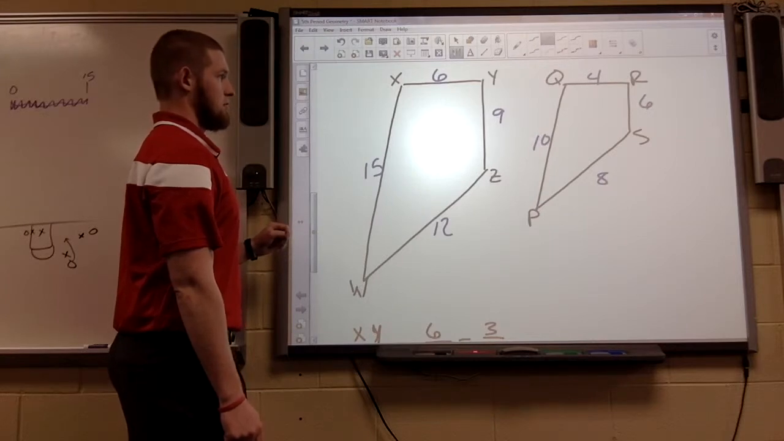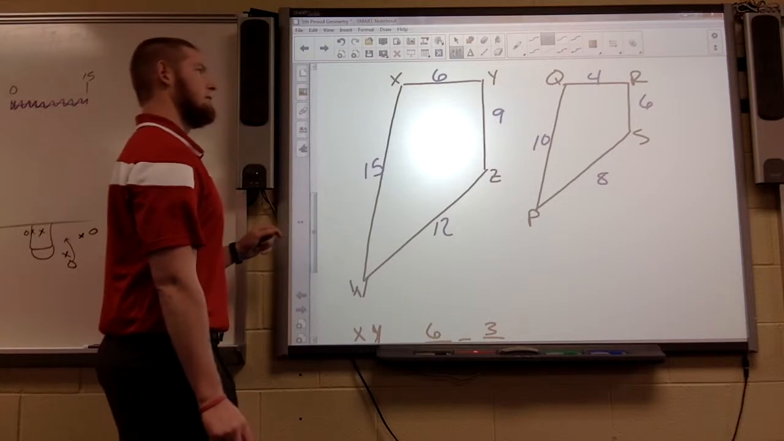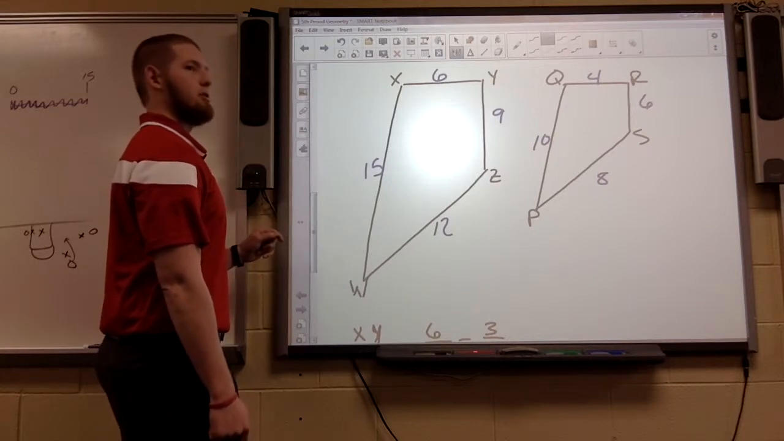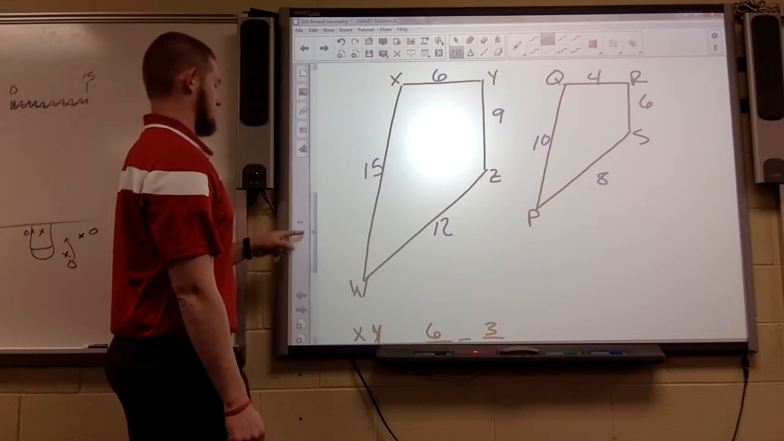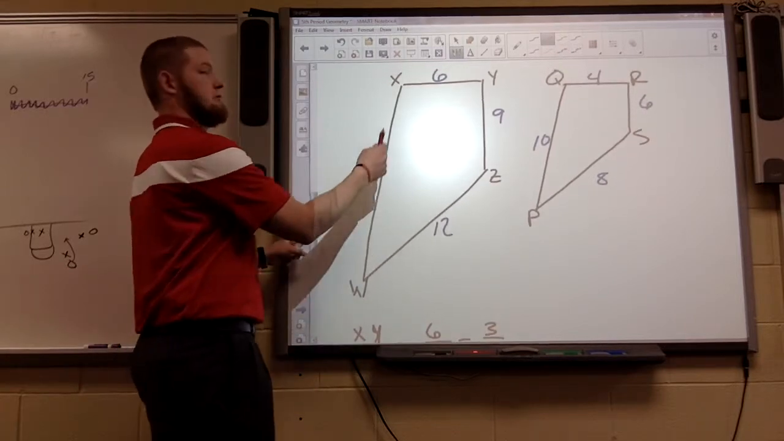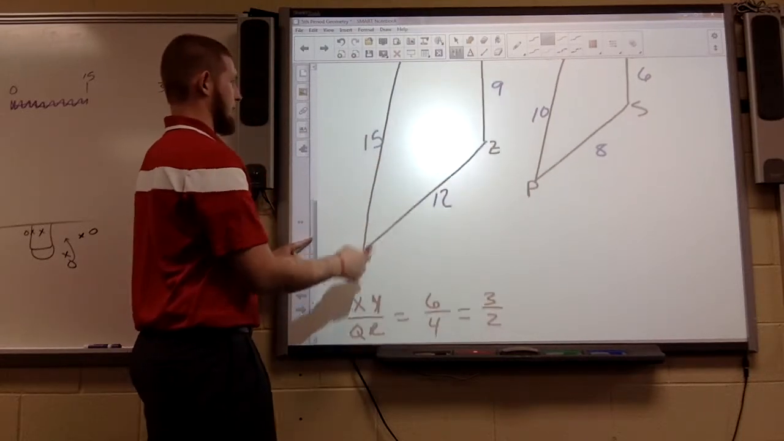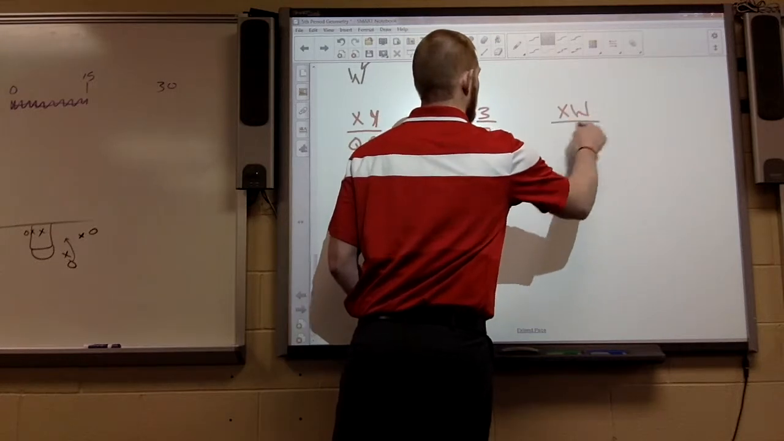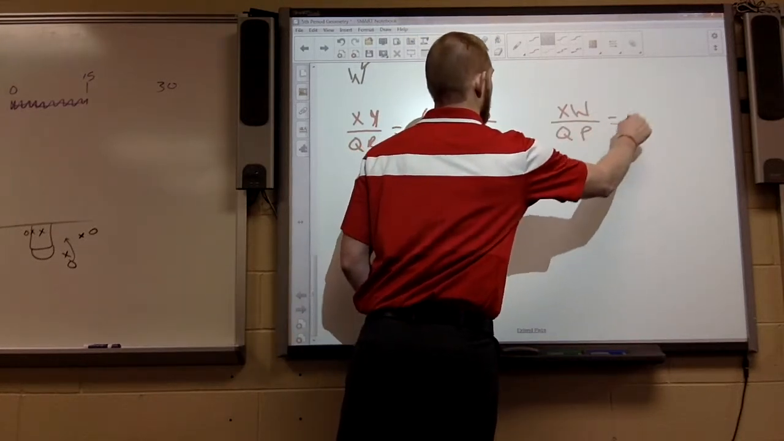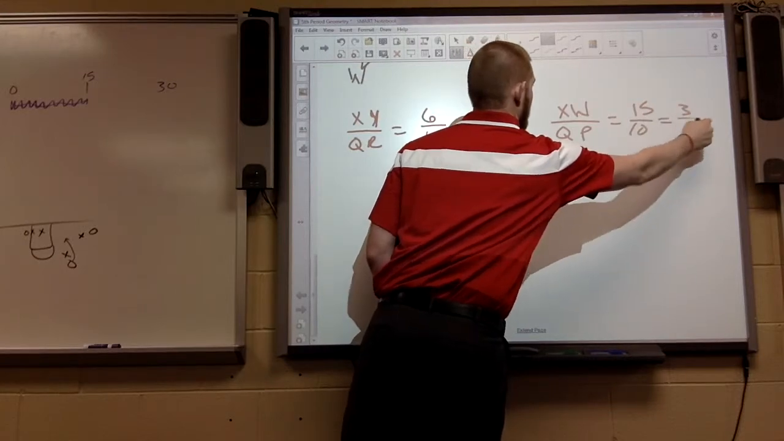8 to 10. No. They have to be the same corresponding sides. Oh, 10 to 15. I'm going to do 15 to 10 only because Mitch went from big to small. Okay, so we're doing XW to QP. That's 15 to 10, which reduces to 3 to 2.